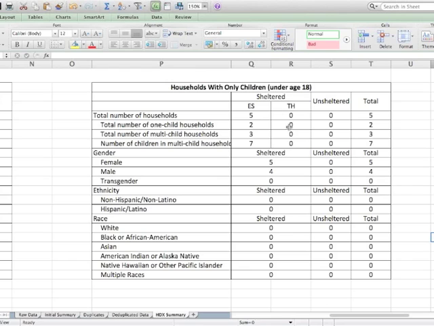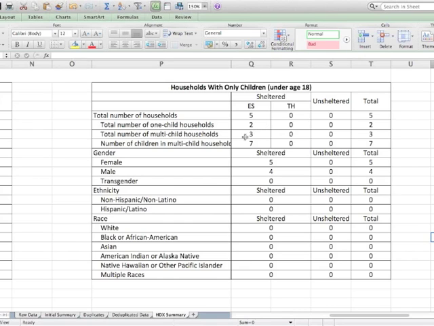The last tab is households with only children, and this tab is for households that are only children under the age of 18 with no corresponding adult associated with that household. So these are only households that have children under the age of 18 who are either in emergency shelter, transitional housing, or unsheltered. These are floating children that do not correspond to any other family.